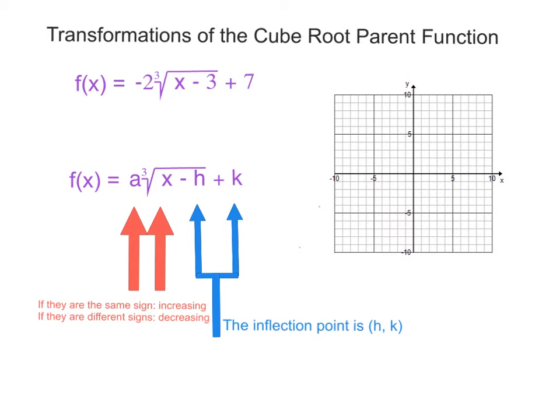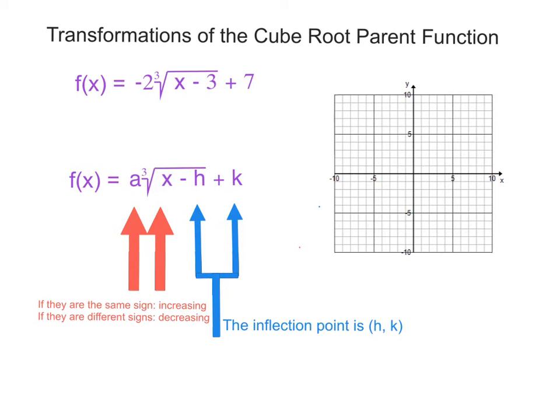Okay, so now we'll look at how a transformation of that cube root parent function will look. And what we're going to use here is similar shortcuts as we used for square root functions. We're going to look at the sign of the a value and the sign in front of the x, and we're going to use the h and the k value just like we did with square roots, but with just a couple of minor differences.